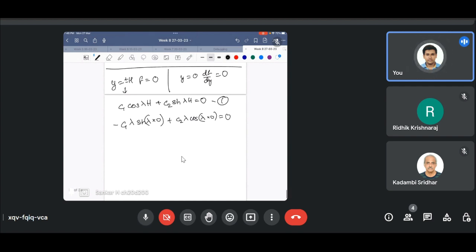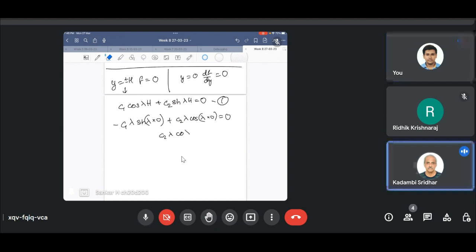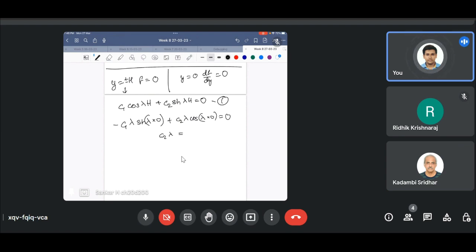Okay, so we'll get this term to be 0, whereas this term does not go to 0. So we'll get C2 lambda cos 0, that would be 1. So C2 lambda should be equal to 0, or I'll get C2 to be equal to 0. Substituting for C2, let me not call this equation 1, there are too many equation 1s here, I'll call this equation A. Substituting for C2 in equation A, we'll get C1 cos lambda h is equal to 0.